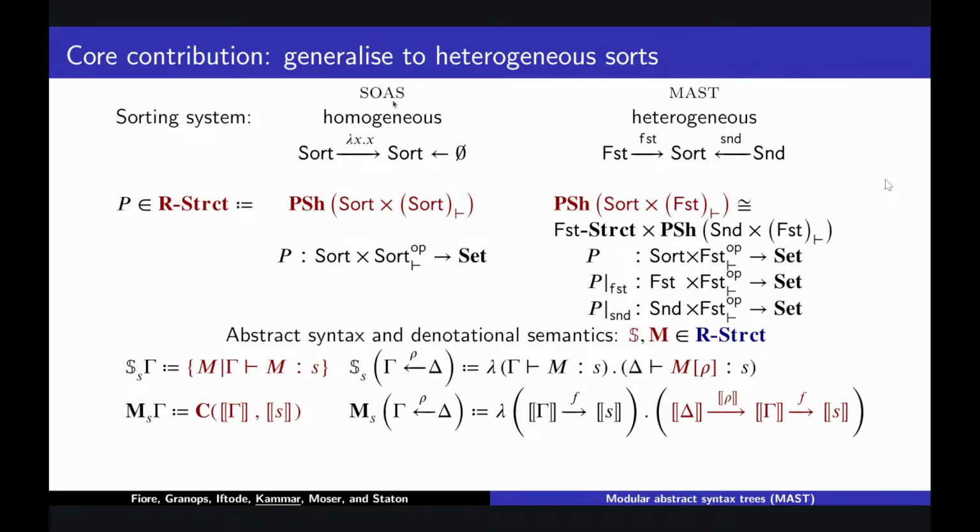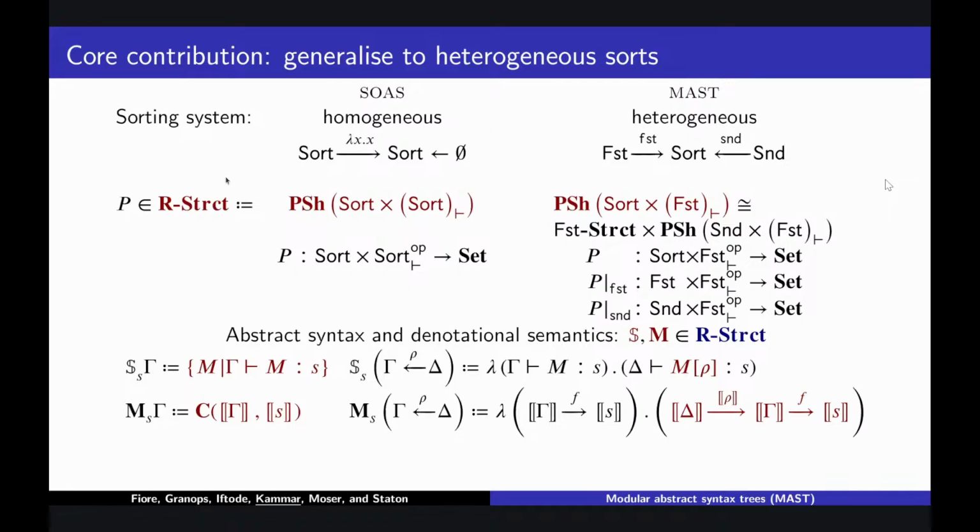So in the SOAS case, the homogeneous case, I have no second class sorts, and so the two sets are the same. I could give them different names, but that doesn't matter. And in the heterogeneous case, which is what we talked about earlier in the previous slide, I have two sets and they live together.